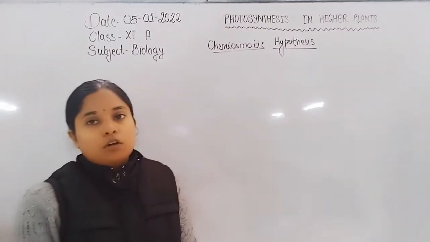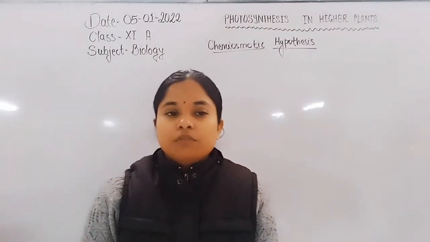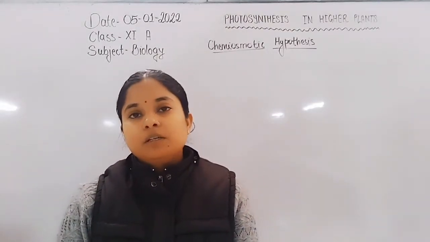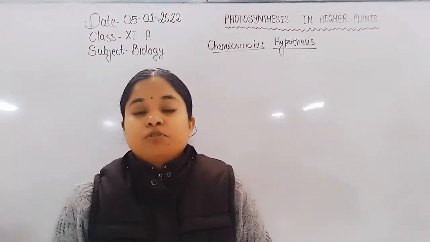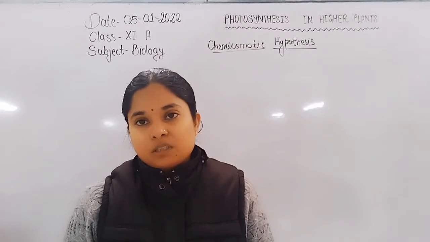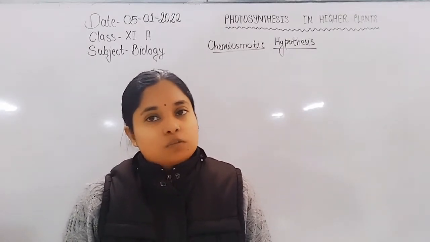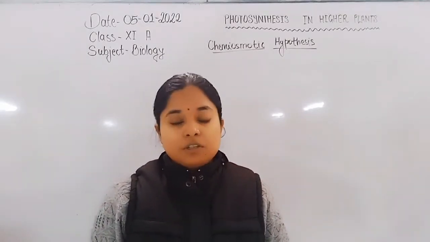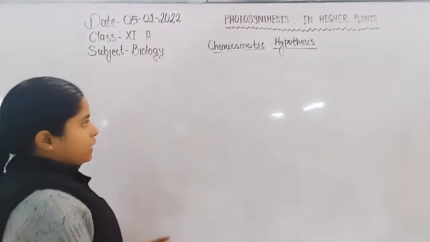Very good morning to all of you. In this class, I am going to start with another important topic of the chapter photosynthesis in higher plants, and the topic is the chemiosmotic hypothesis. The chemiosmotic hypothesis was first given by Mitchell in 1961.